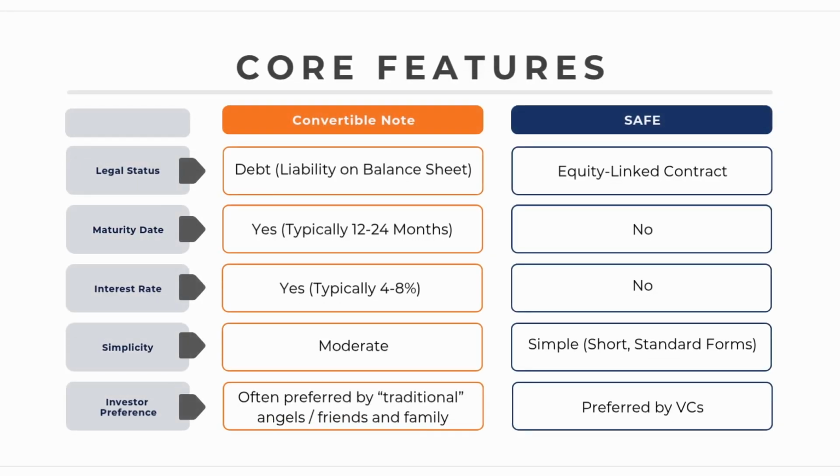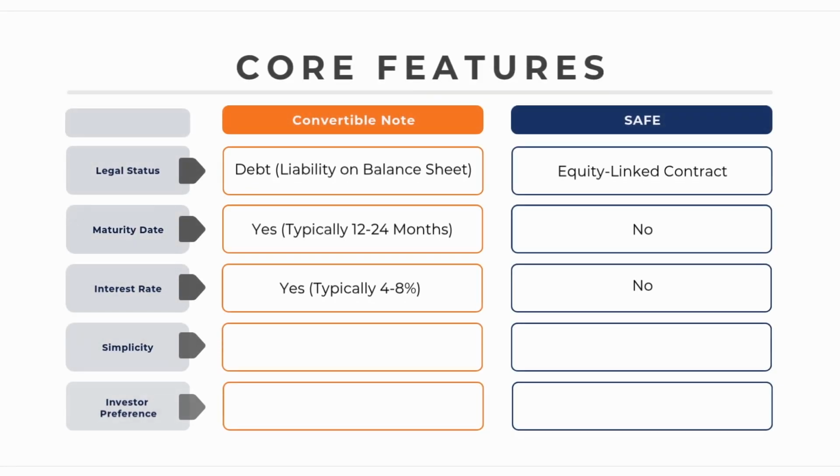On the other hand, you've probably heard about the simple agreement for future equity, or the SAFE, which was pioneered by Y Combinator. And this was created to eliminate the debt baggage that goes with the convertible note. A SAFE is more like an equity linked contract, not really a loan. So it doesn't have a maturity date, it doesn't accrue interest. By removing the maturity date entirely, a SAFE, in theory, gives you an unlimited amount of time to grow the company and then get to one of those conversion events.